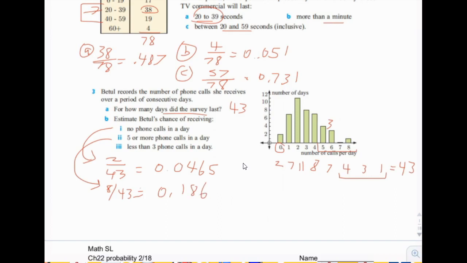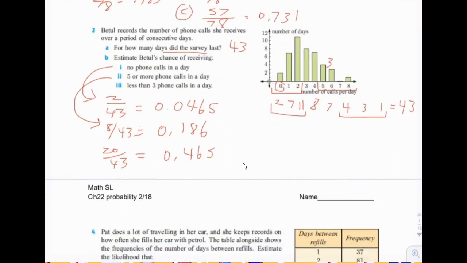0.186. Okay, last of all, less than 3 phone calls in a day. Less than 3 phone calls a day, that would be 0, 1, or 2. So I would add up 2, 7, and 11. 2 plus 7 plus 11 gives me 20, so the fraction is 20 divided by 43. And then I calculate that, it's going to be 0.465. Okay, and that's it for page 1. Let's move on to page 2.